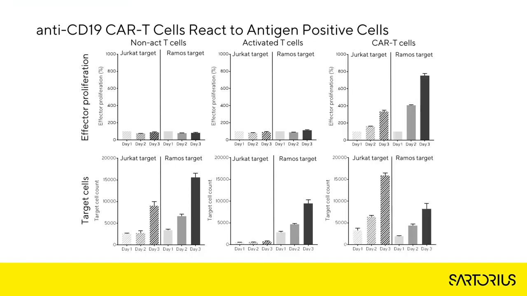When looking at the CAR T data, we see significant CAR T proliferation in the presence of the Ramos cell line, again suggesting the CAR T cells are activating in response to the CD19 positive stimuli. A corresponding decline in Ramos cells compared to the non-activated control is also seen. These results further identify the enhanced activation that CAR T cells are undergoing in the presence of their target cell.